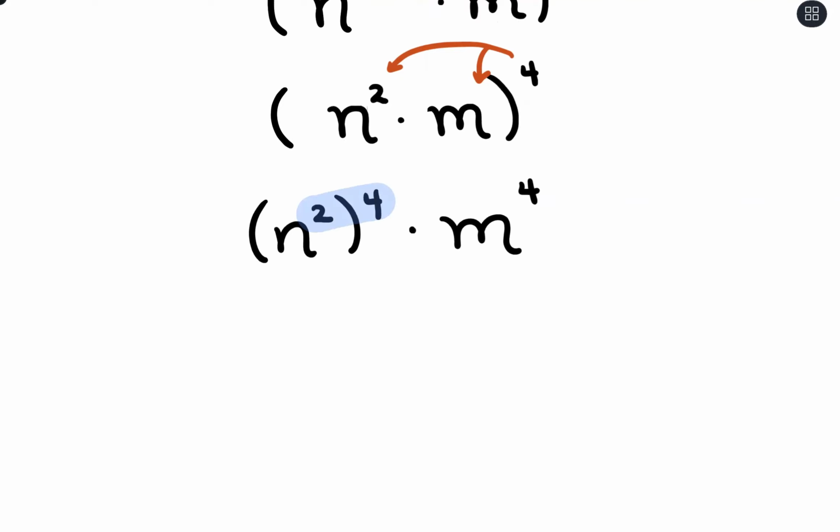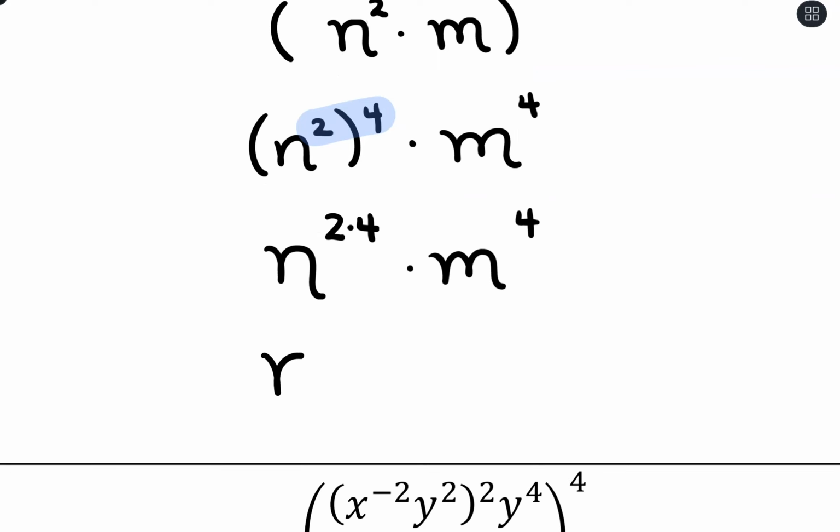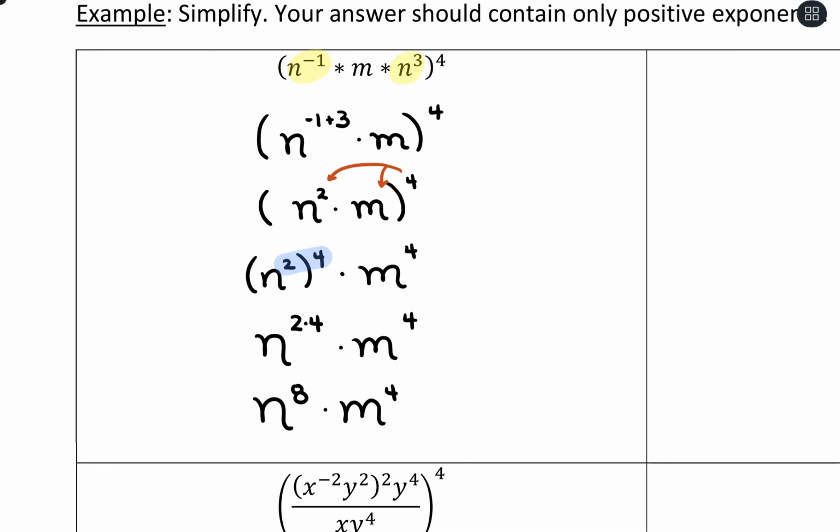N squared to the 4th power is the power to the power rule. So with that, we're going to multiply. So that'll be 2 times 4. And then we have m to the 4th. So this will be n to the 8th power times m to the 4th power. And I'm showing lots of steps there. You'll get comfortable with these and move a little more quickly. But with that, show what work you need so that you're kind of checking your steps as you go.